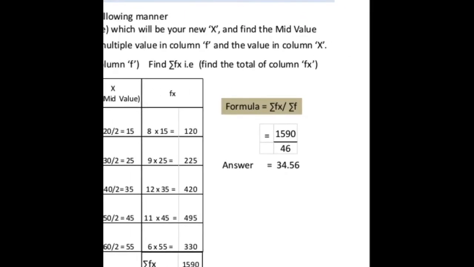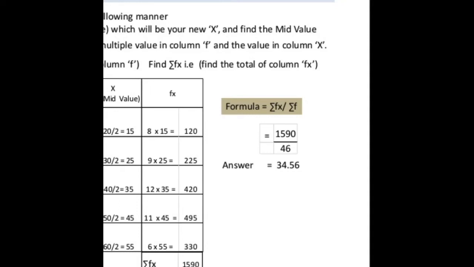This is when we are using the direct method in case of continuous series. The formula is going to be sigma fx upon sigma f. As I told you, the formula will be the same in case of discrete series and continuous series, with the only difference that in this case x represents mid values. In some cases it is also written sigma fm, so it is also correct if you represent mid values by m, but in this case we have taken sigma fx.